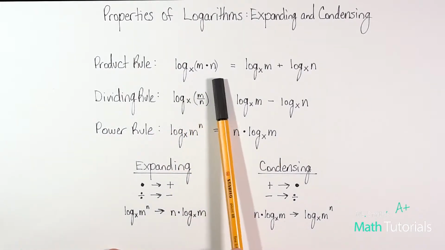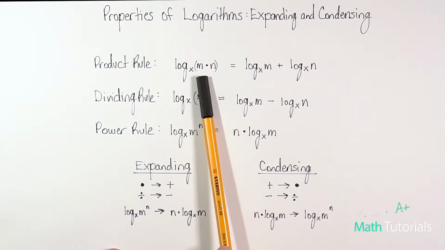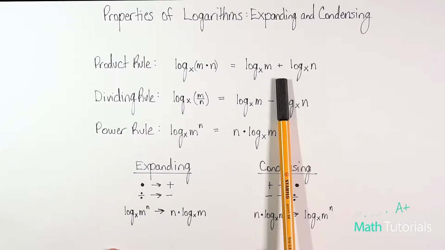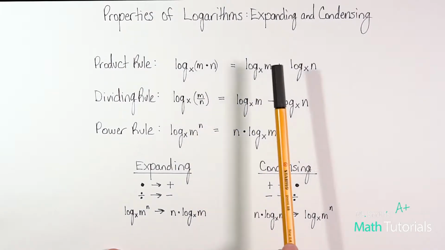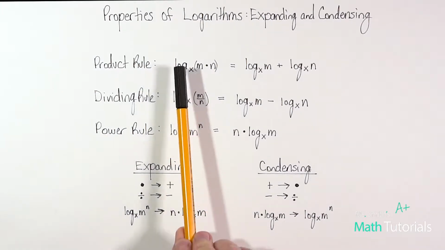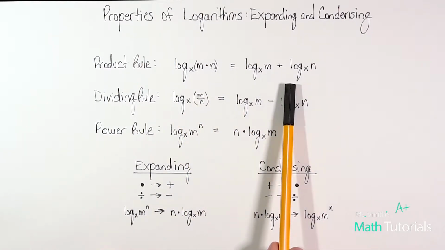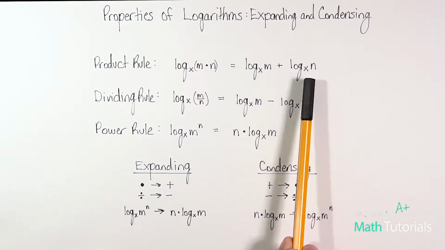So if we started with this form, which is a condensed form, and I know it's condensed because I'm multiplying my values here, I could rewrite this in a different way that is still equivalent to the same value, but it's an expanded version. Think about it: condense means to make something smaller, and expand means to make something bigger, right? So the condensed version, log base x of m times n, I could rewrite as the expanded version, log base x of m plus log base x of n.